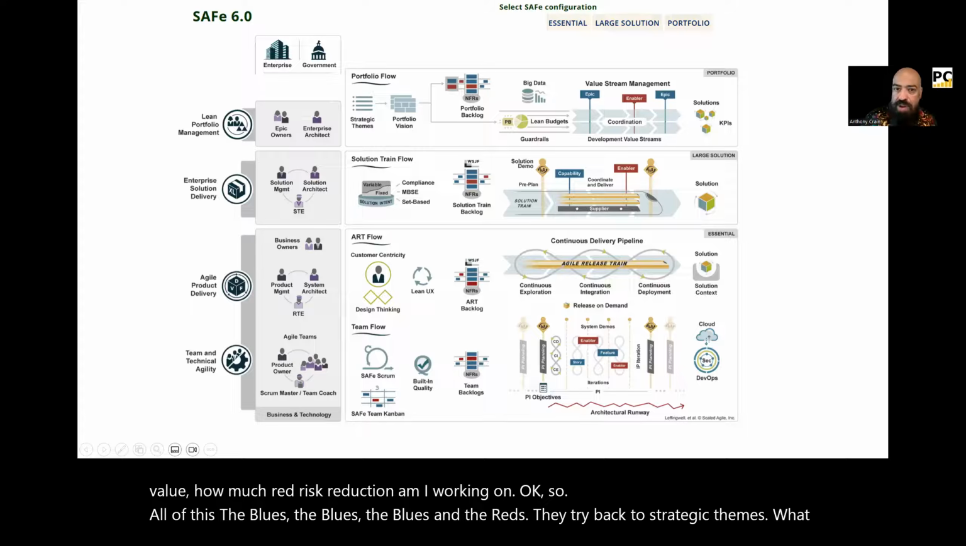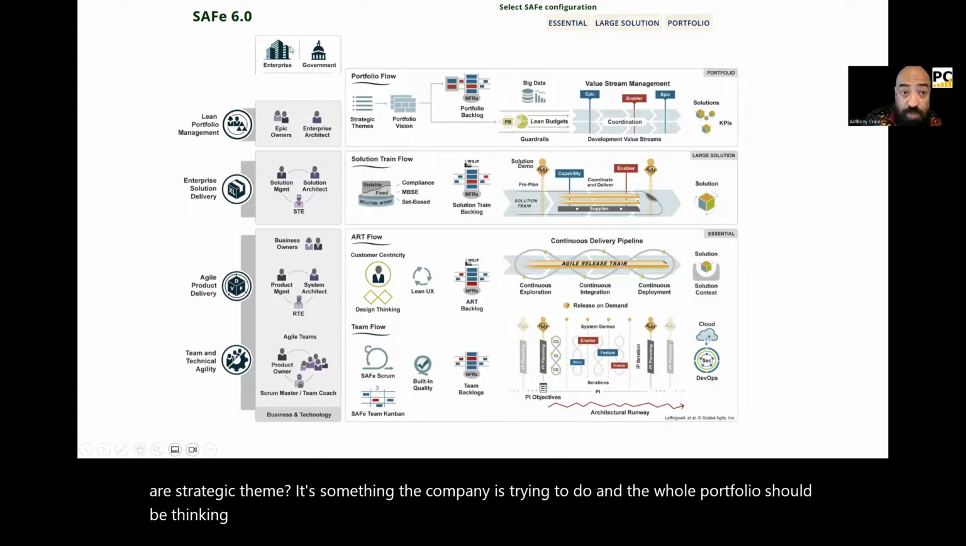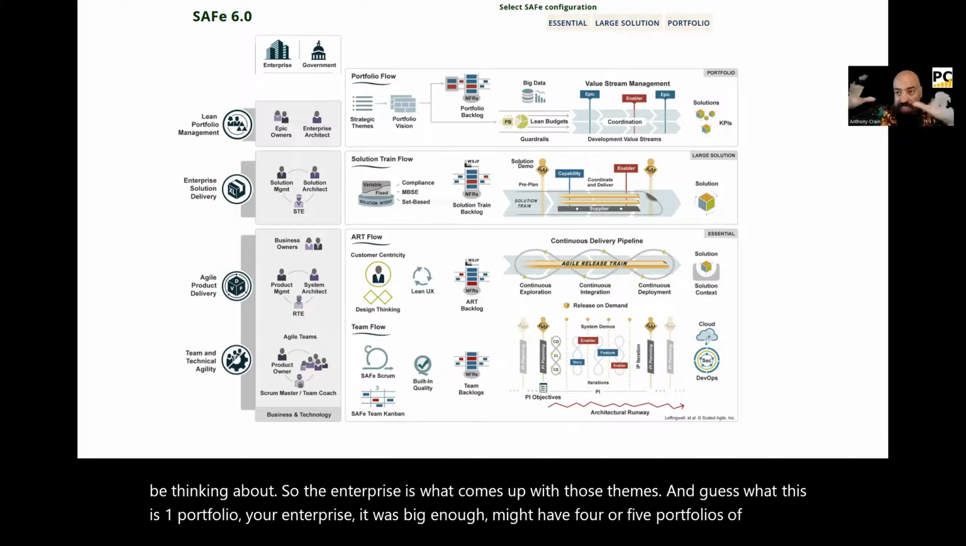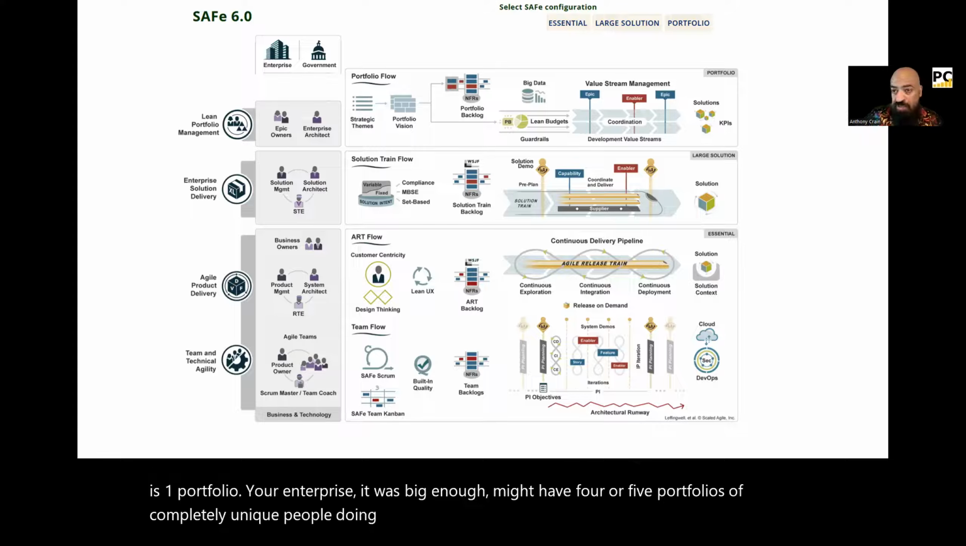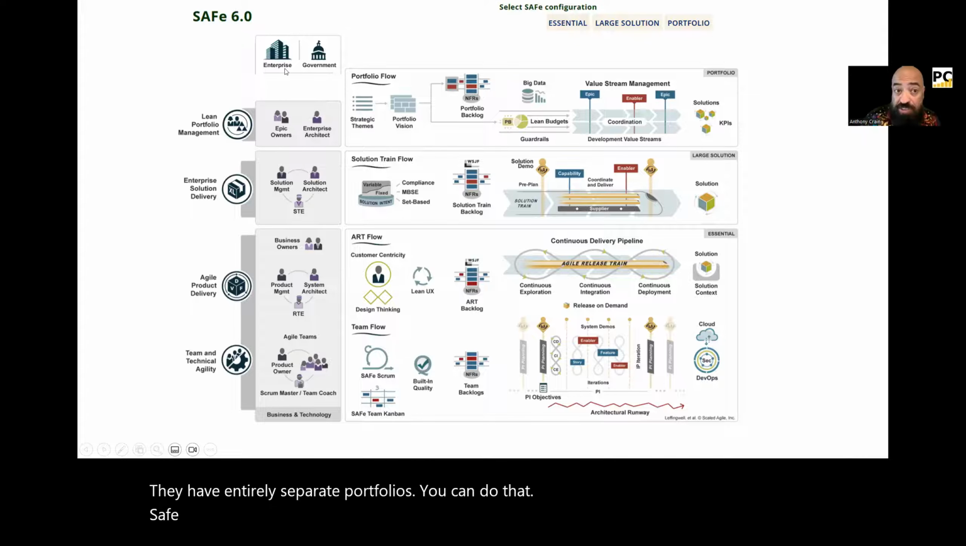It's something the company is trying to do, and the whole portfolio should be thinking about. So the enterprise is what comes up with those themes. And guess what? This is one portfolio. Your enterprise, if it was big enough, might have 4 or 5 portfolios of completely unique people doing completely unique things. They don't really work on stuff together. They have entirely separate portfolios. You can do that in SAFe. But in all cases, the enterprise comes up with strategies and communicates those into the portfolios using these strategic themes.